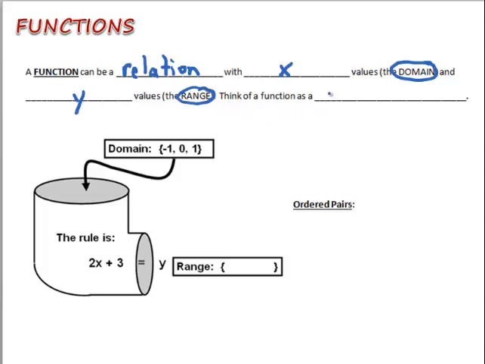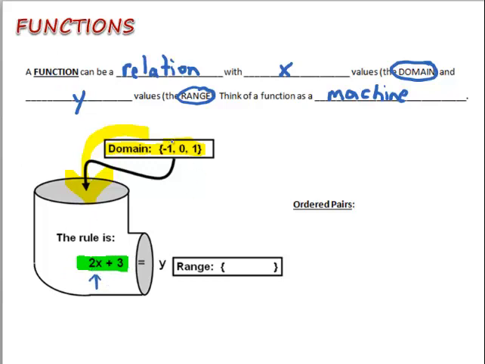We want to think of a function as a machine where you're putting something into it and something comes out of it. All right, so what I'm going to do is I have my domain, these are my x values, and I'm going to plug these into the machine, and the machine is going to do something with it. It's going to take that x and it's going to multiply it by 2 and then add 3.